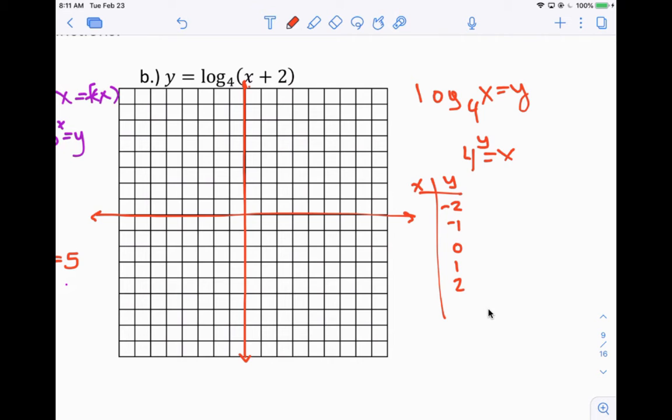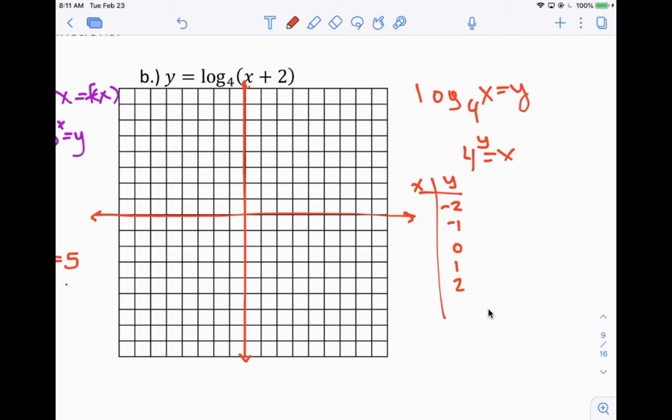People always ask, how do you know how to choose those y's, Miss K? I don't. I choose things that are around the center here so I can get a nice pretty picture. You don't have to choose those. You can choose whatever you feel like. But I do highly recommend you get both negatives, positives, and maybe 0. That way you get all sides of the graph.